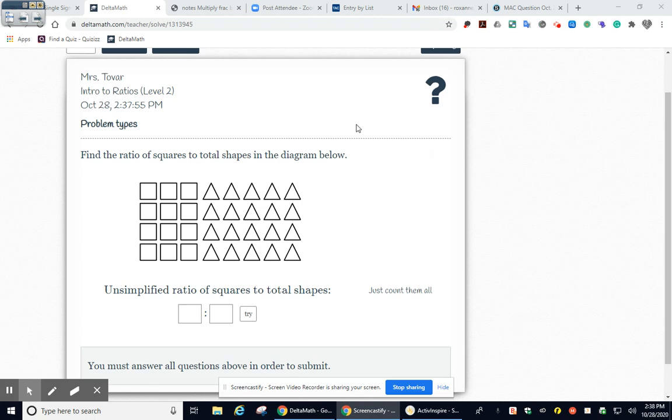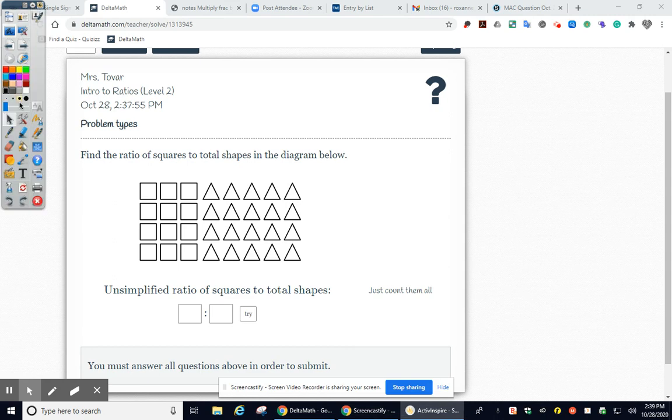All right, so today we're going to introduce ratios. And let's go ahead and look at some problems here. It says find the ratio of squares to total shapes in the diagram below. So again, like I said yesterday, we need to make sure we read our labels. So it says find the ratio of squares. So it wants us to find the number of squares first.